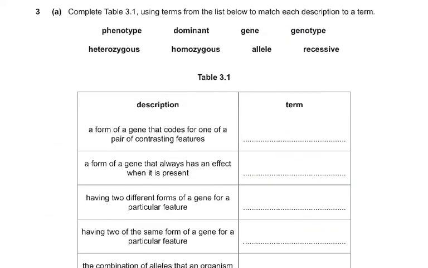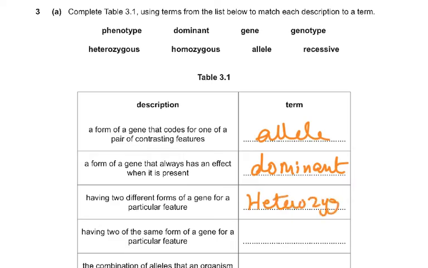Coming to question number 3, table 3.1, using terms from the list below to match each description to a term. A form of a gene that codes for one of a pair of contrasting features. Allele. A form of a gene that always has an effect when it is present. Dominant. Having two different forms of a gene for a particular feature. Heterozygous.